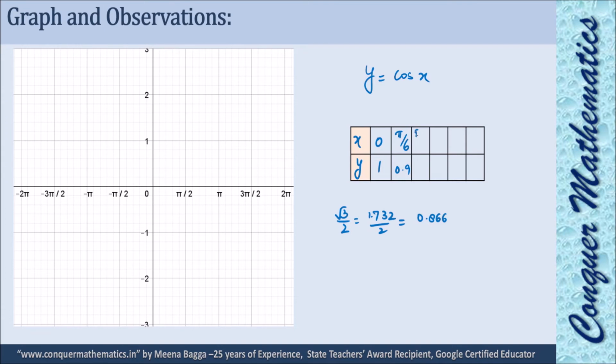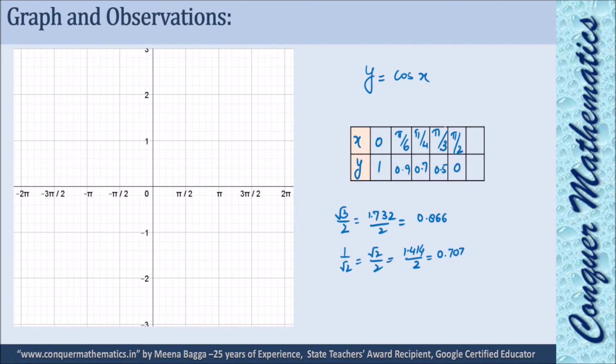Let us, no issue, let us do it again. Pi by 4. At pi by 4, value is 1 by √2. That means √2 by 2. And √2 is nothing but 1.414. That means divided by 2, approximately 0.7. At pi by 3, it is half. Half means 0.5. At pi by 2, it is nothing but 0.